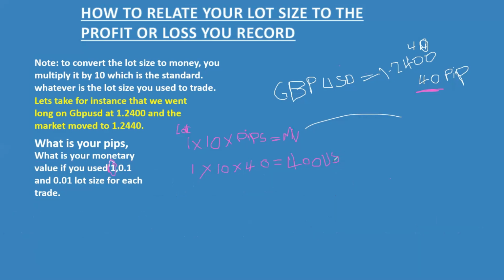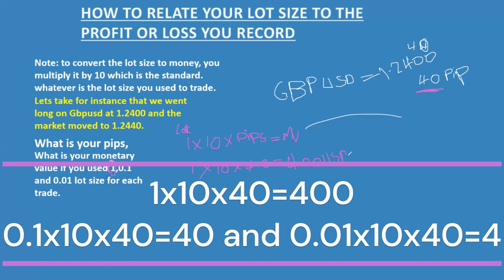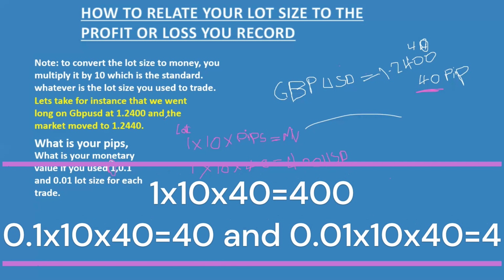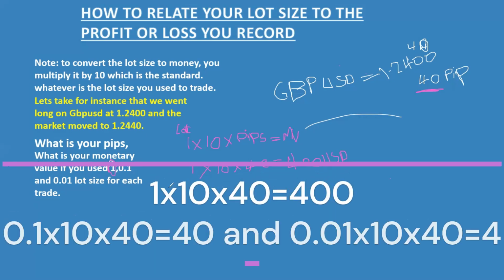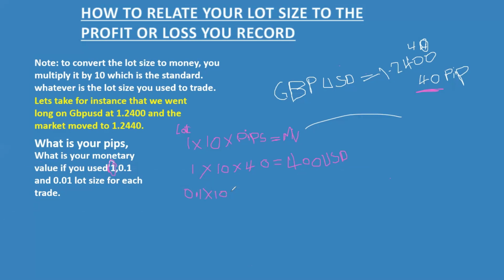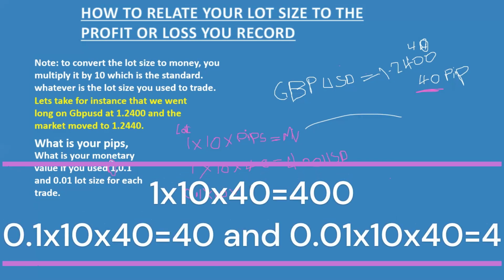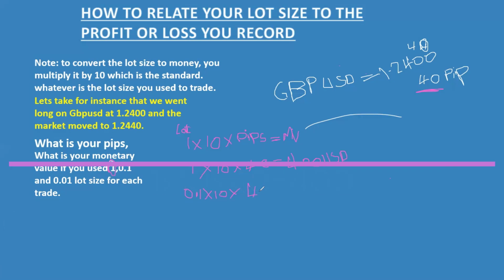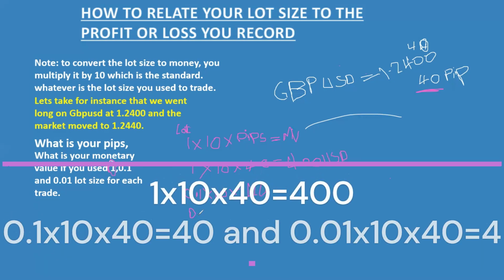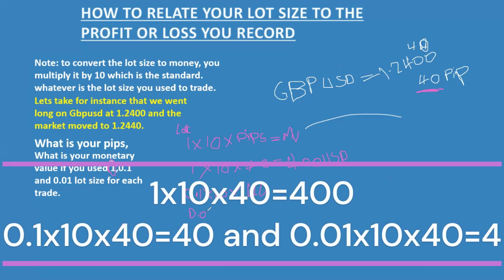If you pay attention to this, you don't have to struggle in terms of calculating your pips and all of that. So that is for somebody that used one lot size to take this trade. For instance, another person used 0.1. How much do you think is the monetary value? Can you solve this one by yourself? And somebody that used 0.01, how much do you think is the monetary value?